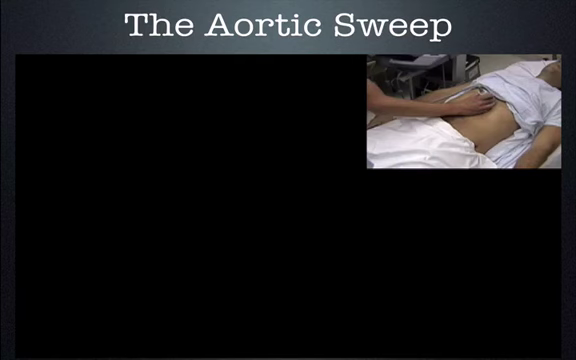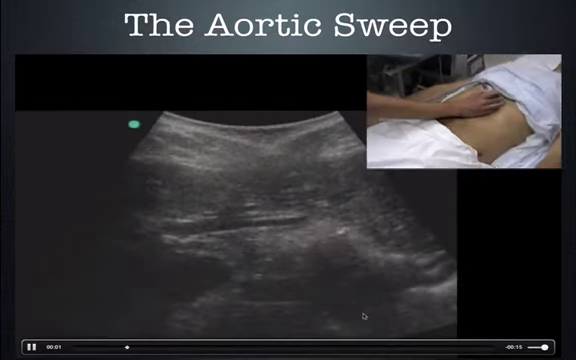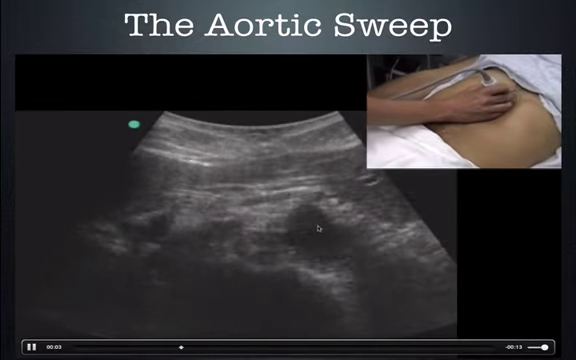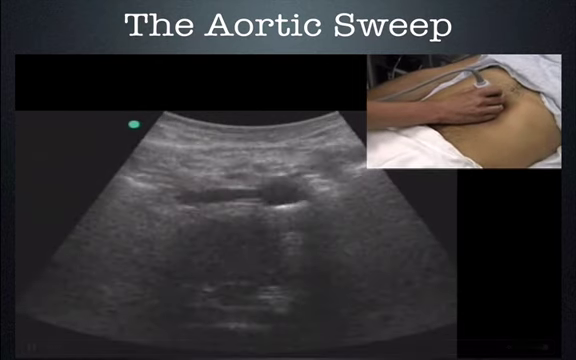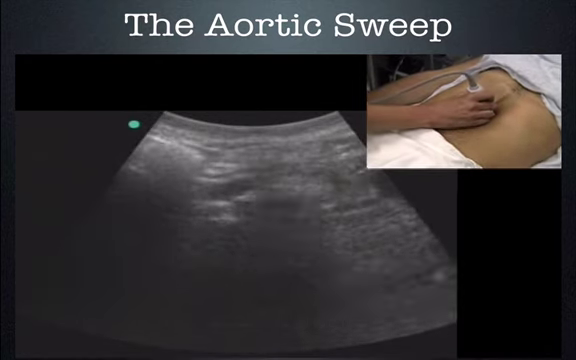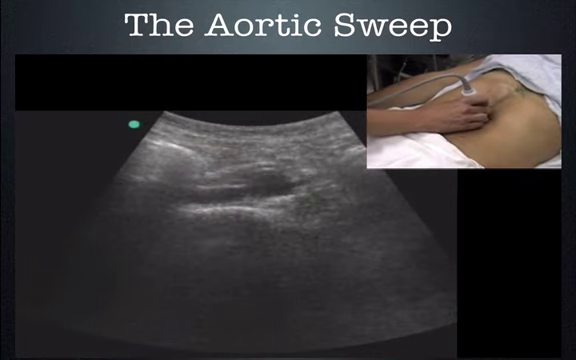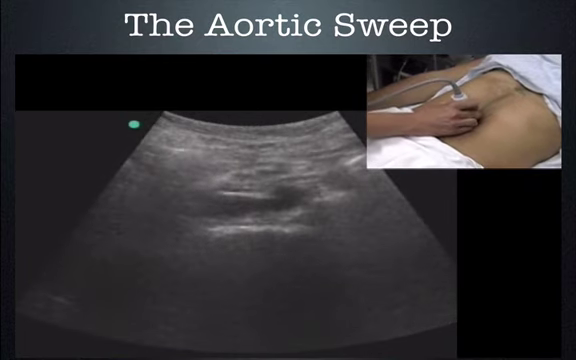So let's see how that would look right here. Again, you can see they're starting with the probe located in the epigastric region just below the xiphoid. Here we see our spine shadow, aorta, and inferior vena cava, and they sweep all the way down through the aorta to the bifurcation, which we see right there. They'll come back up, and there they've done a sweep of the aorta, and we did not see any abnormal dilations. So now we could come back and do our routine measurements.